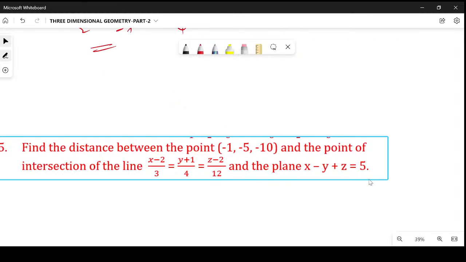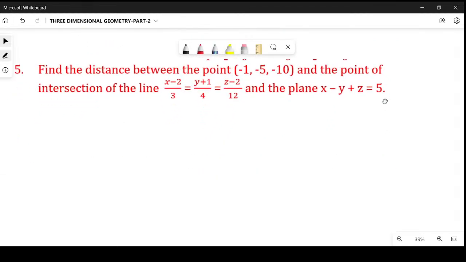We can see another one. Find the distance between the point (-1, -5, -10) and the point of intersection of the line and the plane. They are asking for the point of intersection of the line and the plane. So we should first find the point of intersection of the line and the plane, and after that we can find the distance.